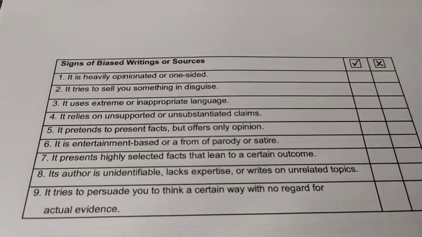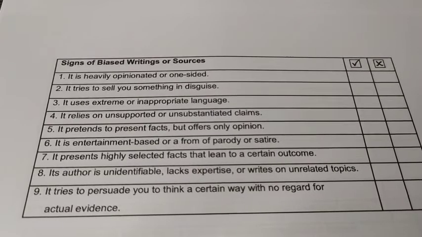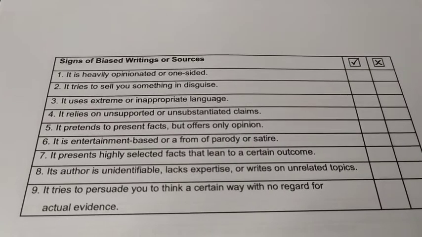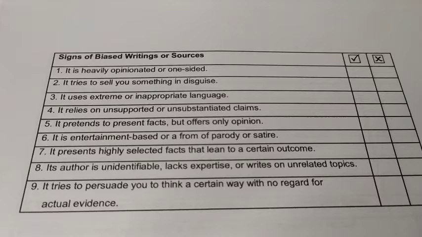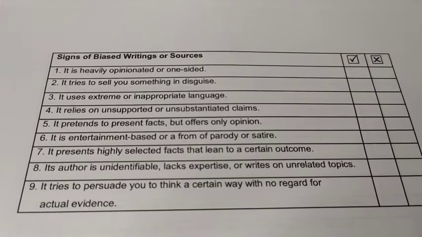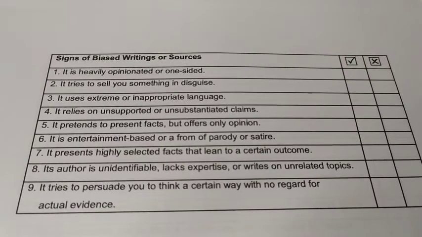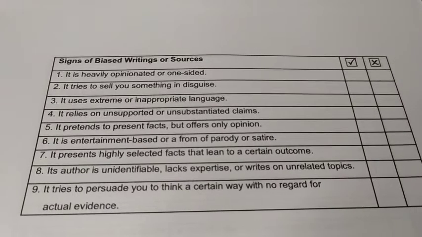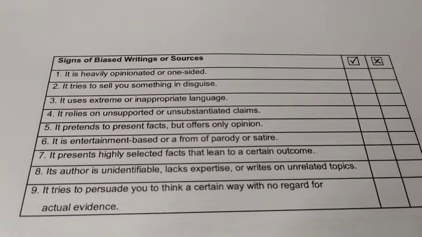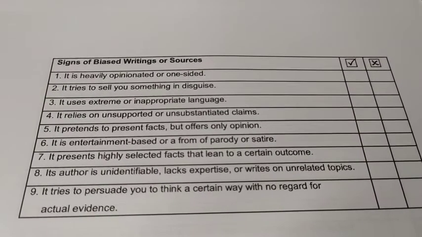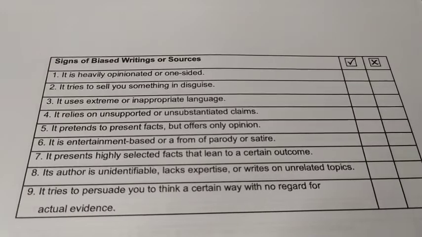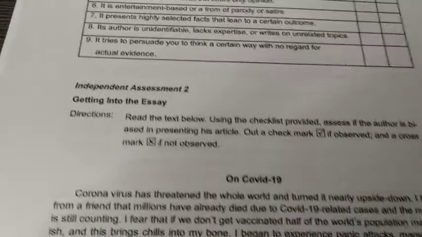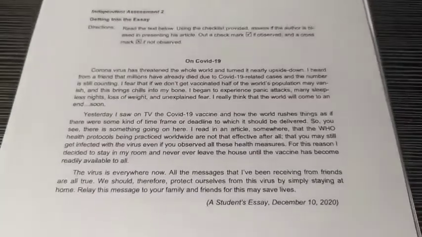So after reading that, you will check, is it a check or a cross? So you will just write 1 to 9 on your paper, then draw a check mark if it is observing a bias, or if the author is biased, then a cross if it's not. So independent assessment number 2, you will read this, then the same thing.